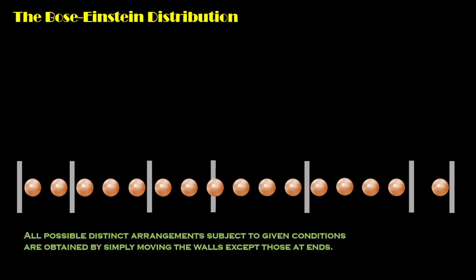For example, I move this wall and place it elsewhere. Now the wall has been moved and we get a different arrangement of balls into these boxes. Only inner walls will be moved and not the walls at the ends. Walls at the ends must be kept fixed because they have to enclose the boxes. So only the inner m minus 1 walls will be moved in the spaces between the balls to get new distinct arrangements. Now in how many ways can we move these walls in the spaces between the balls and get a new arrangement?